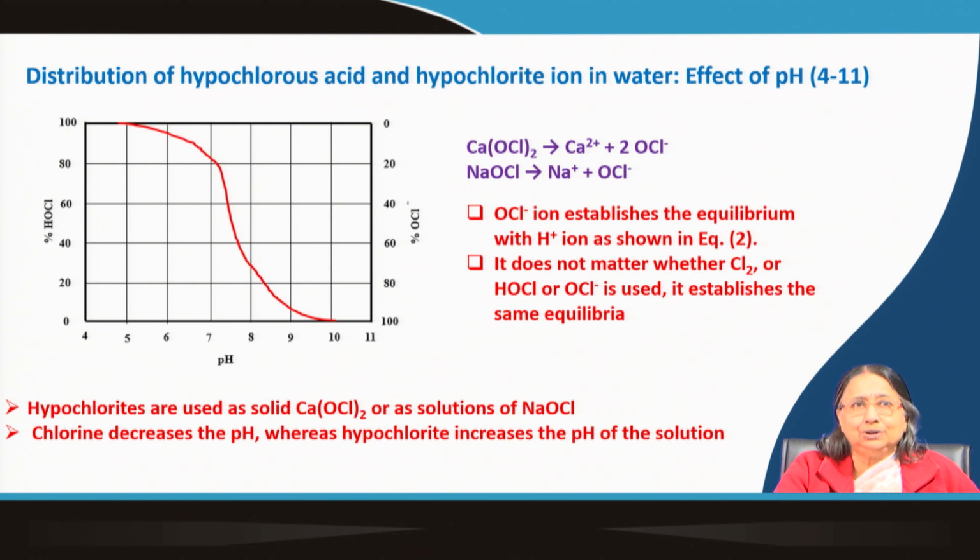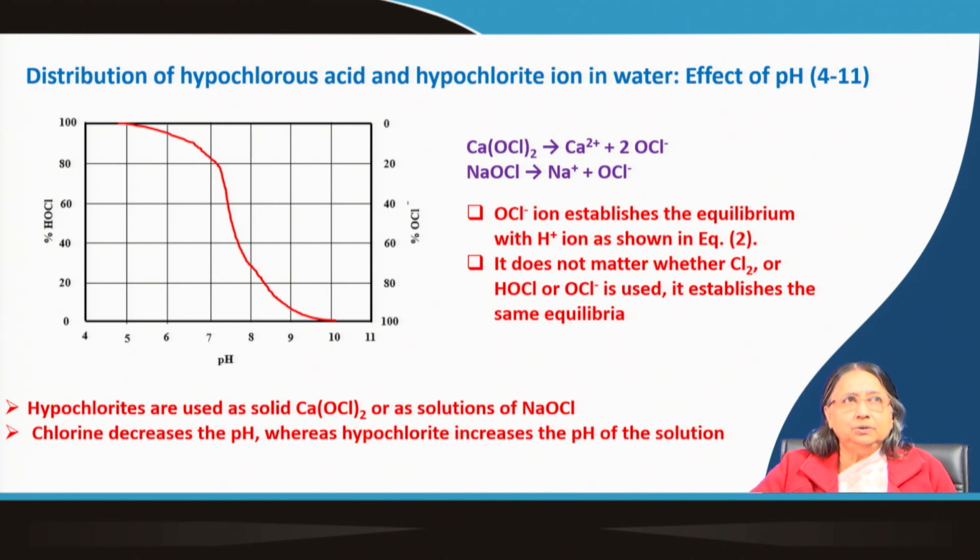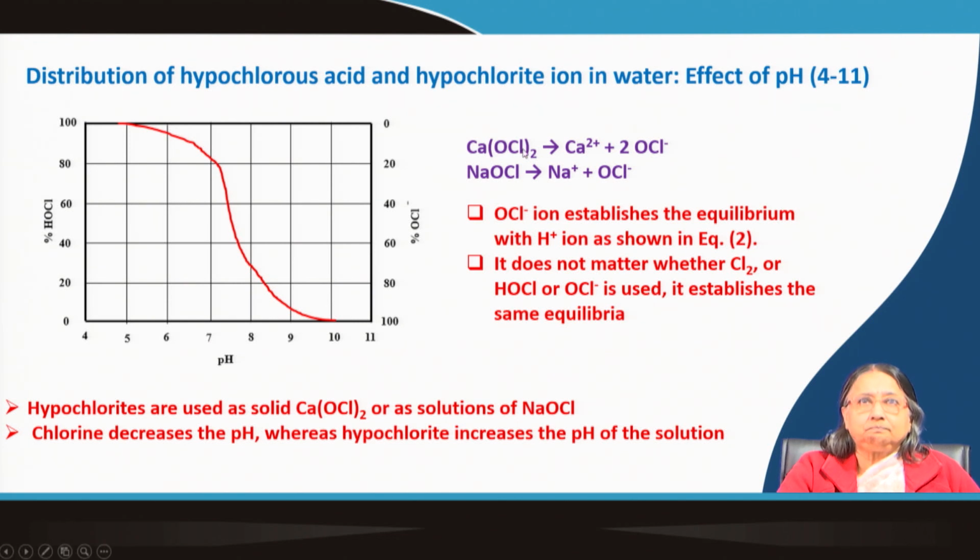I remember in our childhood days we used to do this. Hypochlorites are used as solid or as solutions of NaOCl. We can use both: either we can put some solid in the water during disinfection, or we can make a solution and then put in the proper dose. Chlorine decreases the pH. We have seen that when chlorine reacts with water, it gives HCl plus HOCl. So, some acids are produced, and it decreases the pH. When we add NaOCl, it will form Na plus and OCl minus. So, what will be the pH effect?